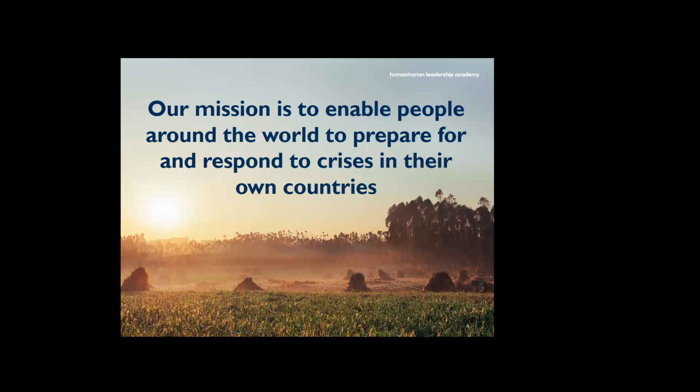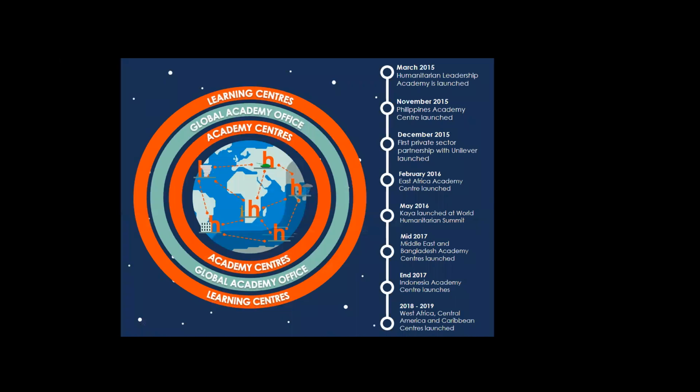So the mission of the Academy is to enable people around the world to prepare for and respond to crises in their own countries, something that is obviously very aligned with the objectives of the DEPP project. We achieve this through a network of academy centres and learning centres which operate around the world. We currently have presence with academy centres in Kenya, Philippines, Bangladesh and the Middle East, with a centre in Indonesia to set up next year, and then West Africa and Latin America and the Caribbean in 2019.